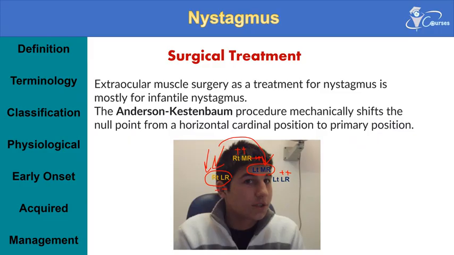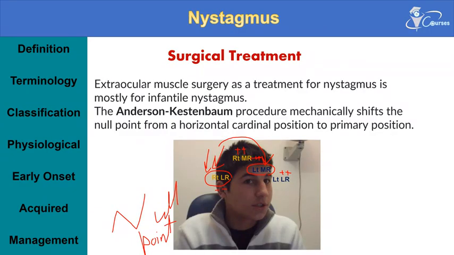Okay, so again, this child has a left face turn, so this means that the null point is to the right. Okay, so this is the null point here. In order for this patient to assume this null point, I want to do maximum stimulation of the right gaze, and in the same way, I want the face to be aligned in the primary position. So how can I do so?